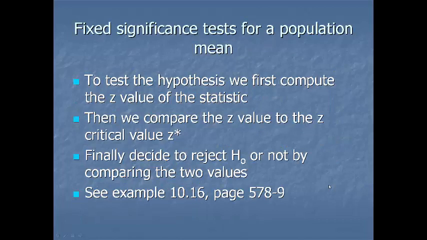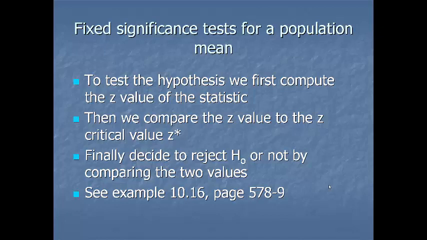Fixed significance test for a population mean. To test a hypothesis, we first compute the z-value of the statistic. We've already done that many times. And then we compare that to the critical value, the z-star, that we're looking at, say at 5%.